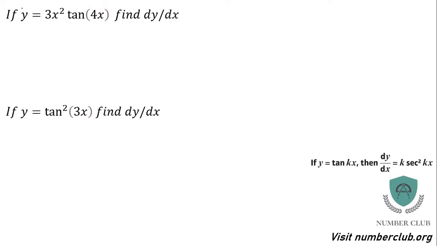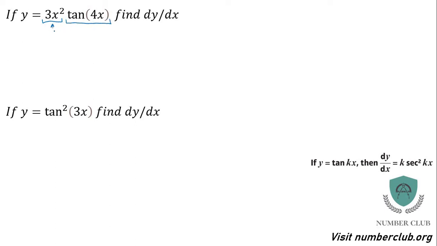All right, so let's try out this question. We have y equals 3x squared tan of 4x. Now in this case it's either a product, a quotient, or a chain rule. Take a look at it and have a think. Which one do you think it is? It's a product rule. We've got a function multiplied by a function, 3x squared multiplied by tan of 4x.